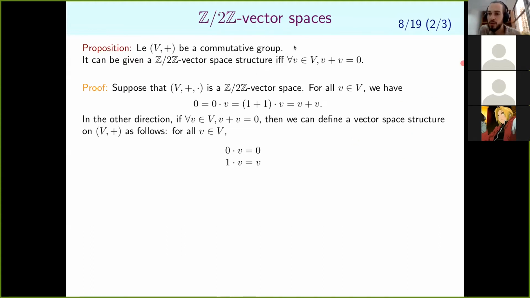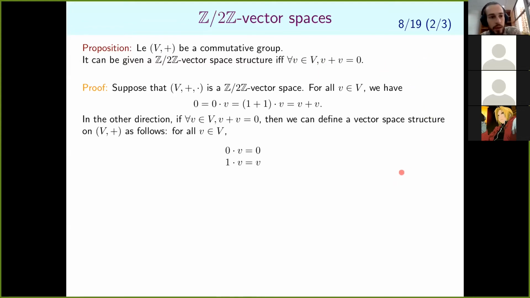Not all groups can be given a Z over 2Z vector space structure. What you can show is that a group (V, +) can be given a Z over 2Z vector space structure if and only if for every element of V, V plus V is 0. We say that each element of V has order 2.